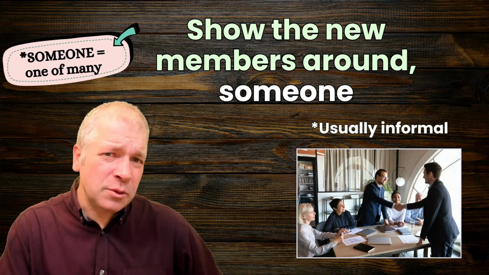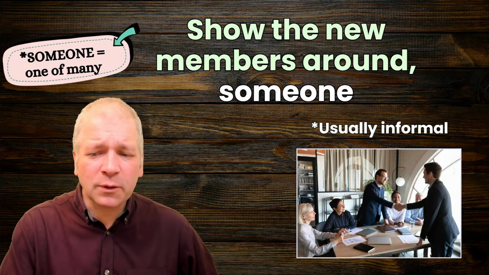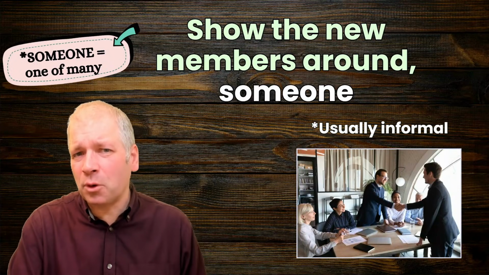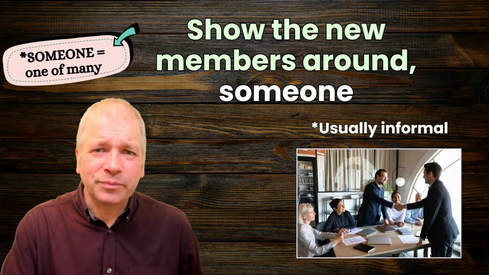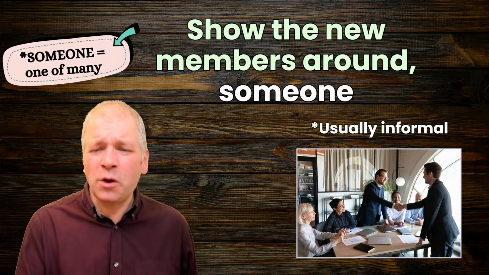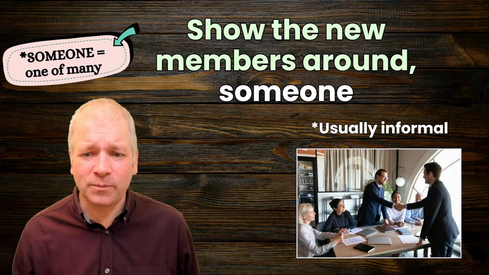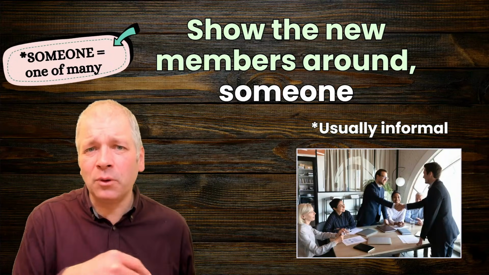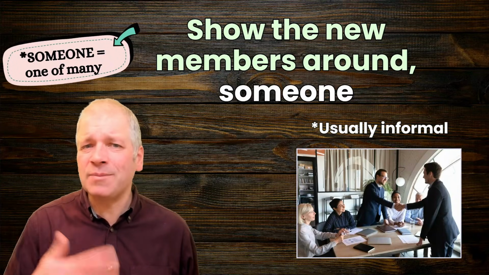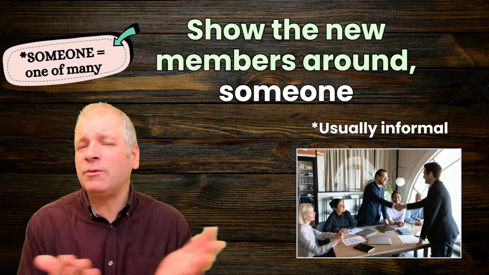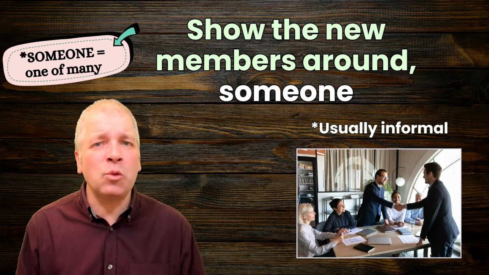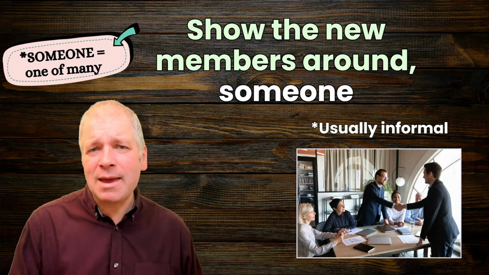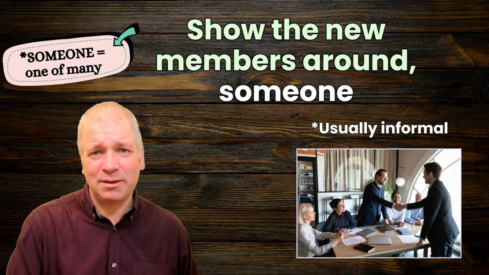Someone is sometimes used to mean one of many. Look at this picture here. Someone has just arrived. They shake hands with the most important person in the room. And they reply saying, show the new members around, someone. What that really means is, any one of the people can follow my instruction. I'm giving an instruction and this is aimed to everyone and I just want one person to do it. It's usually fairly informal, but you may hear managers in a company doing this at times.